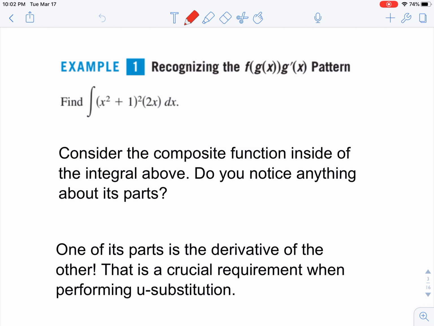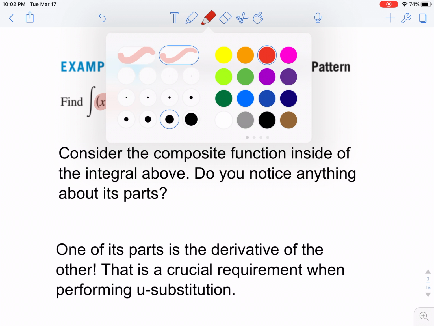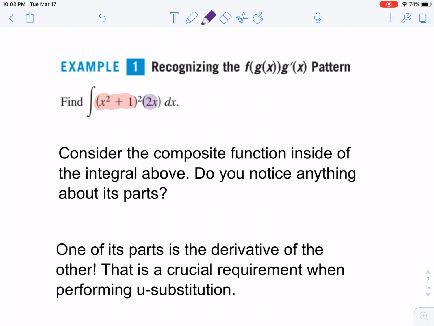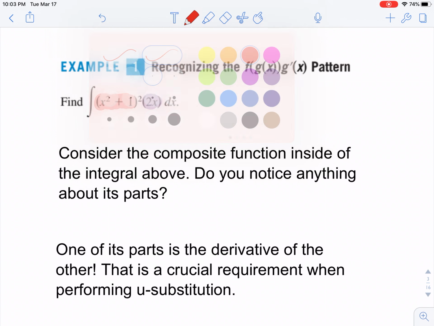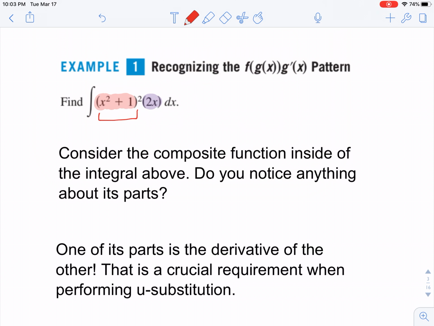So the higher order part, well, first off, you could see this integral is composed of 2 distinct parts, right? That part and that part. The higher order part is the thing with the higher exponent. So the first thing is going to be our higher order part. That is what we're going to set u equal to. So u equals x squared plus 1.